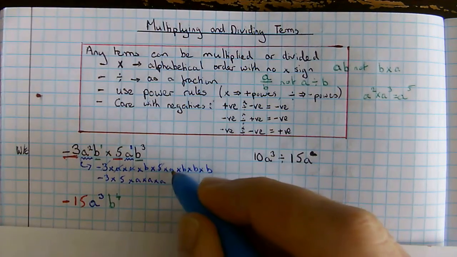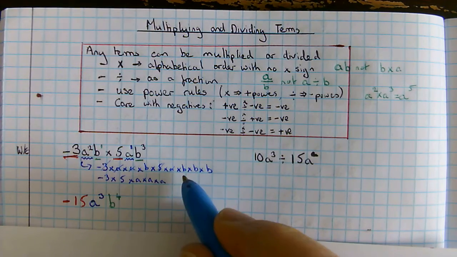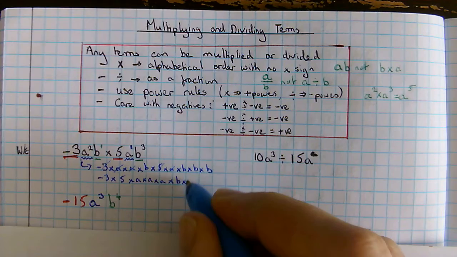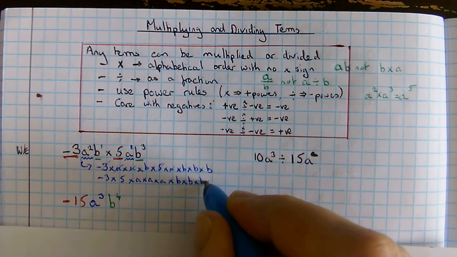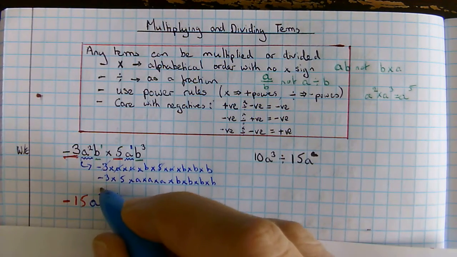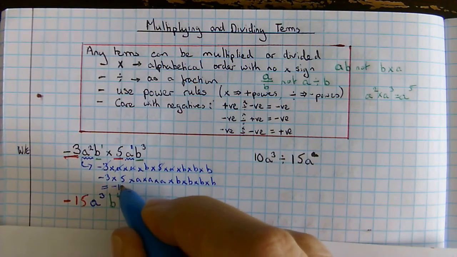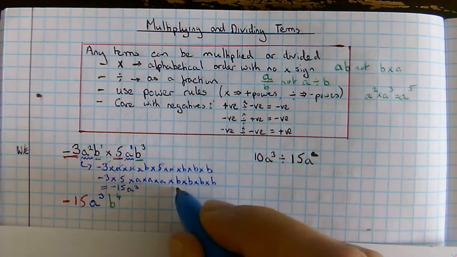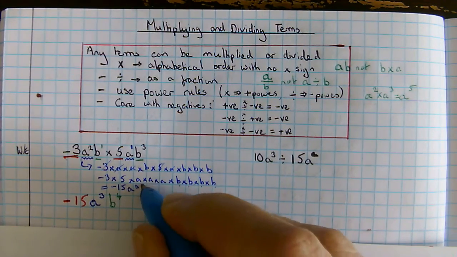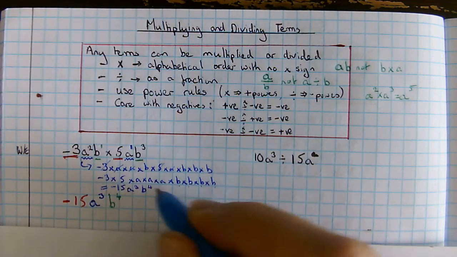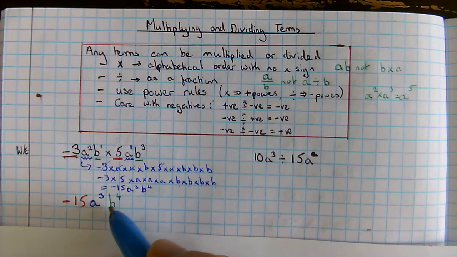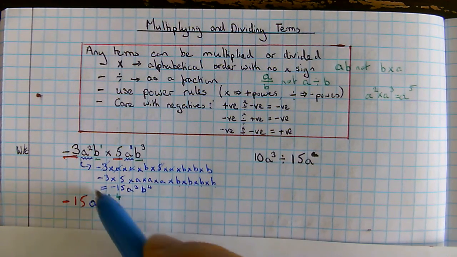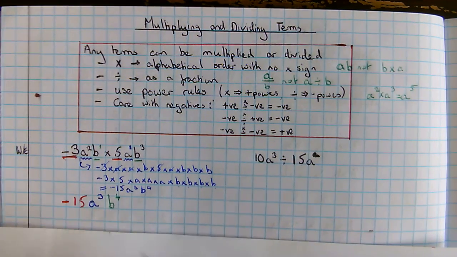1, 2, and 3. And then I've got b times b times b times b, so b times itself 4 times. Negative 3 times 5 gave me negative 15. A times a is a cubed. B times b times b times b is b to the 4. So that's the reason why we ended up with this answer here, but I would expect you to be able to just write this out straight away by using the thinking process that I described.